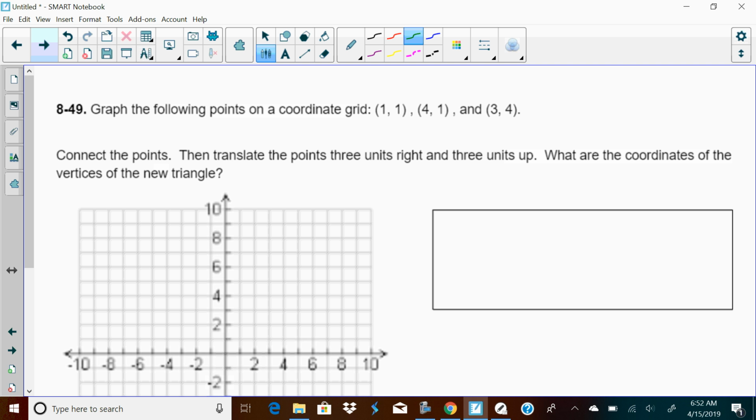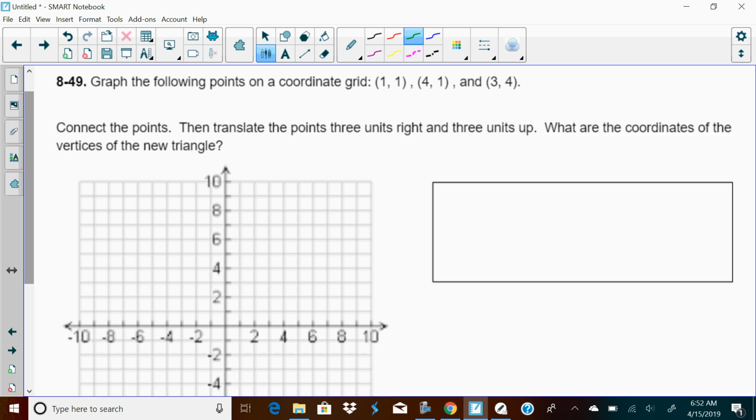49, graph the following points on a coordinate plane. Connect the points, then translate the points 3 units right and 3 units up. What are the coordinates of the new vertices? So 1, 1 would be right here. 4, 1. And 3, 1, 2, 3, 4 would be right here. So when connected, it's going to make a triangle.